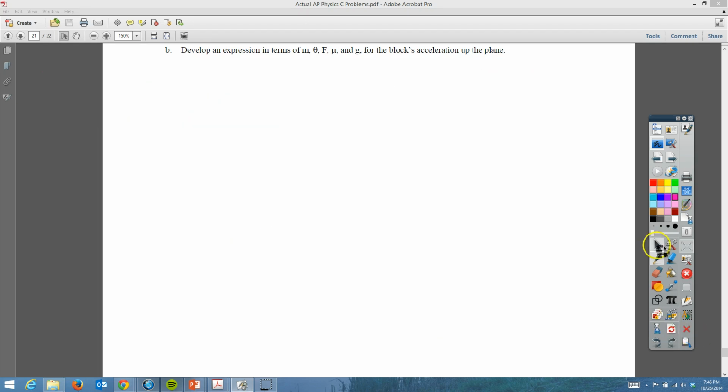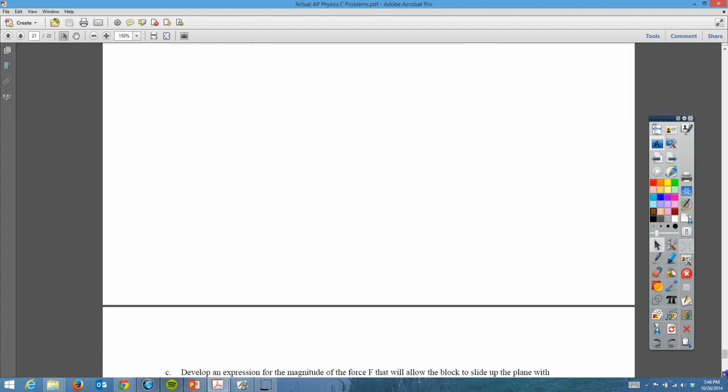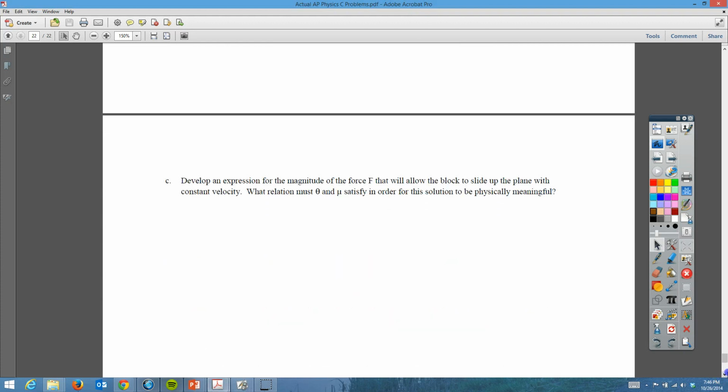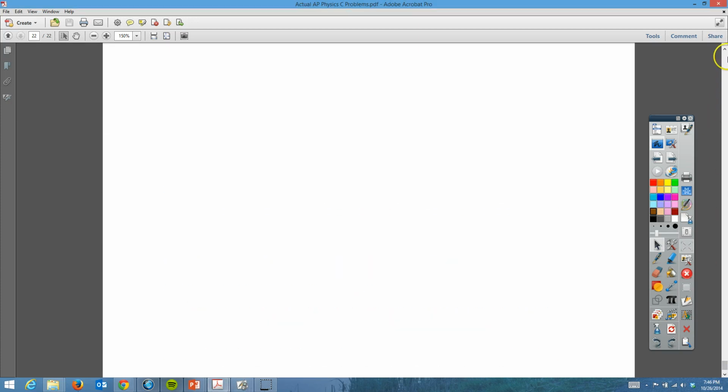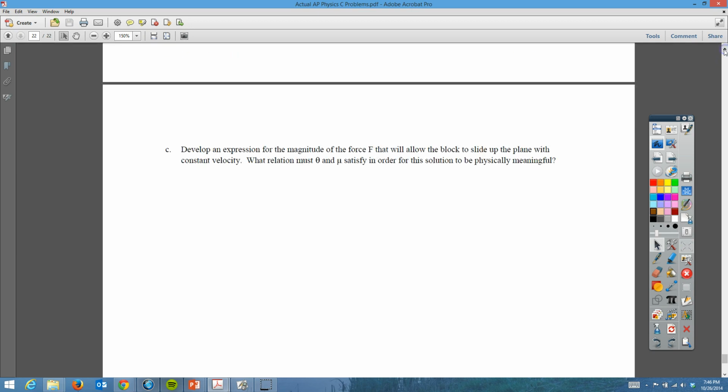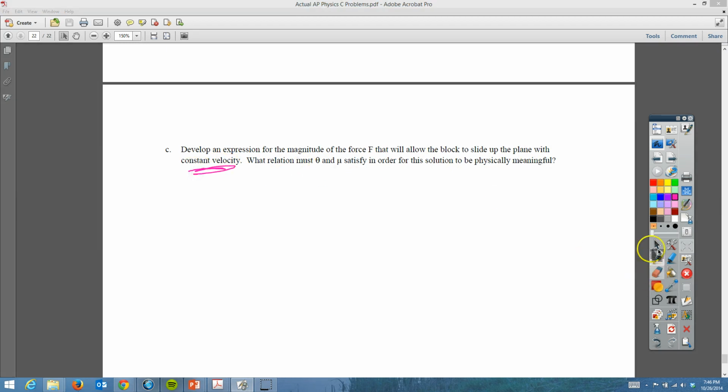Let's go on to part C. Part C now says that we have a force. They want us to find the magnitude of the force that would allow this thing, here we're going to move this back up, to slide up with a constant velocity. So what does that mean? That means that we need to know that acceleration is equal to 0. So the sum of the forces in the parallel now are also equal to 0.